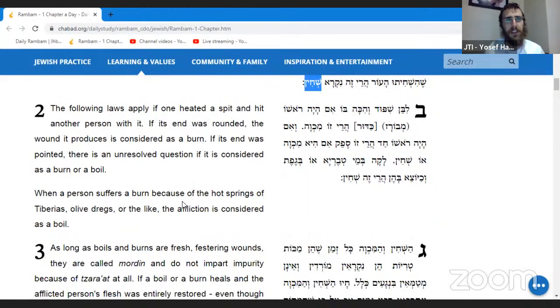When a person suffers a burn because of the hot springs of Tveria or olive dregs or the like, this is considered as a boil. It's only when it comes from fire, not from other forms of heat.